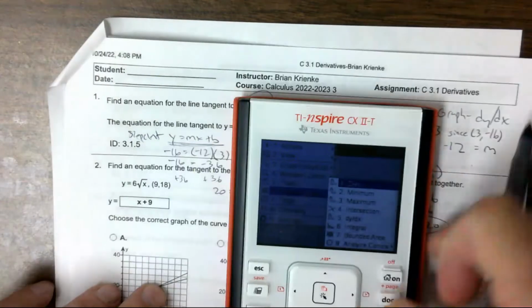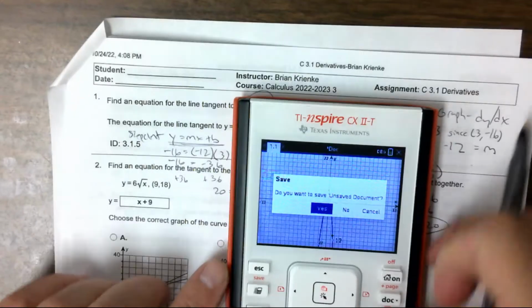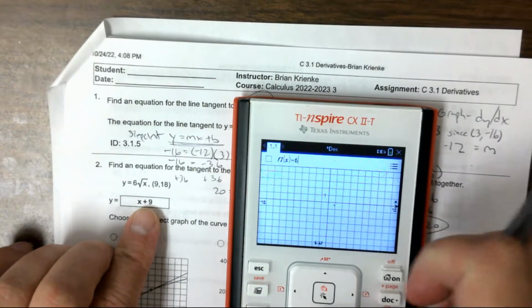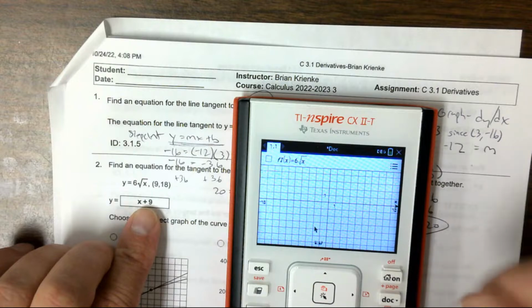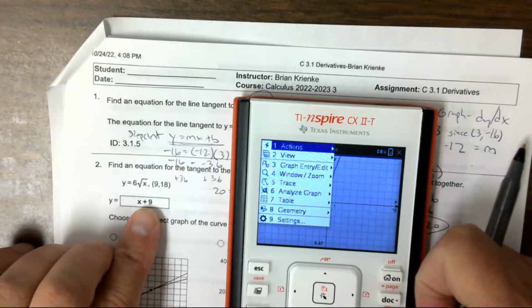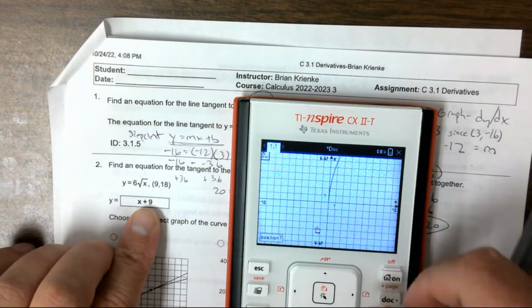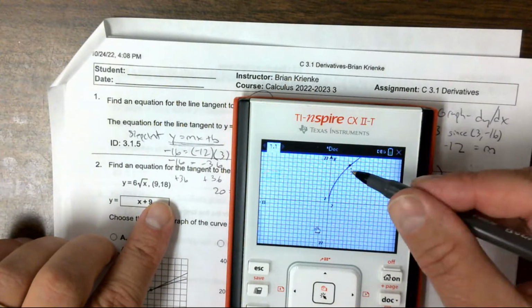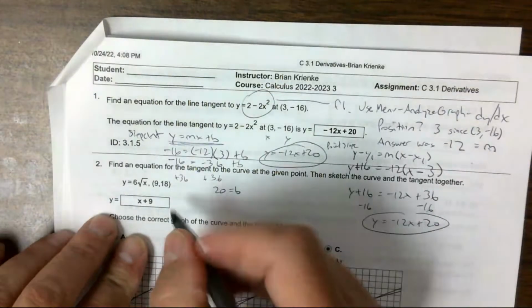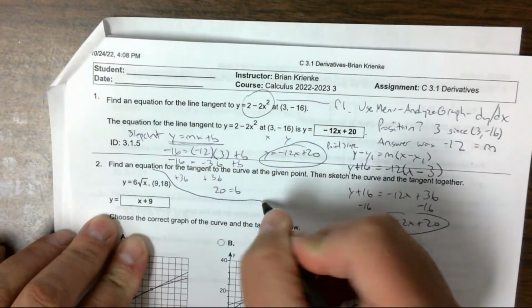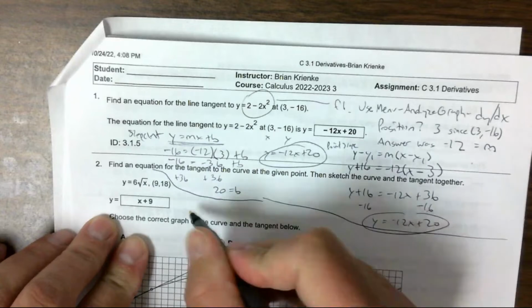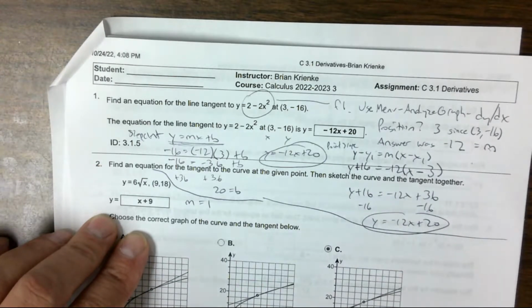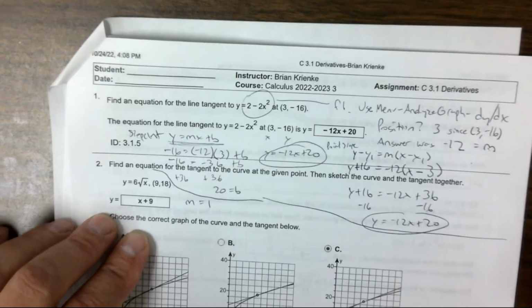So we're going to type in 6 square root of x. Then we go menu, analyze, dy dx. The position is 9. We push enter, and it tells me the answer is 1. So m equals 1, from the analyze graph dy dx.